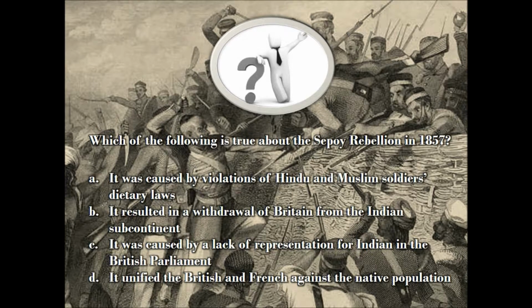So which of the following is true about the Sepoy Rebellion in 1857? A. It was caused by violations of Hindu and Muslim soldiers' dietary laws. B. It resulted in a withdrawal of Britain from the Indian subcontinent. C. It was caused by a lack of representation for Indians in the British Parliament. D. It unified the British and French against the native population. The answer is A. It was caused by violations of Hindu and Muslim soldiers' dietary laws.